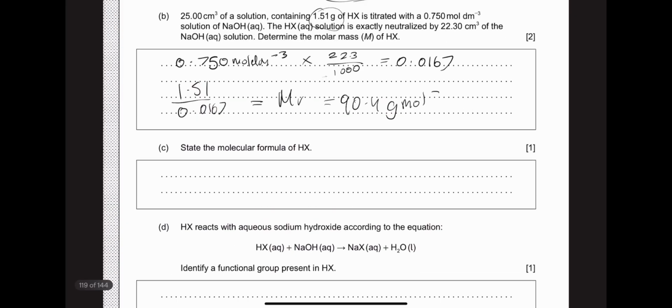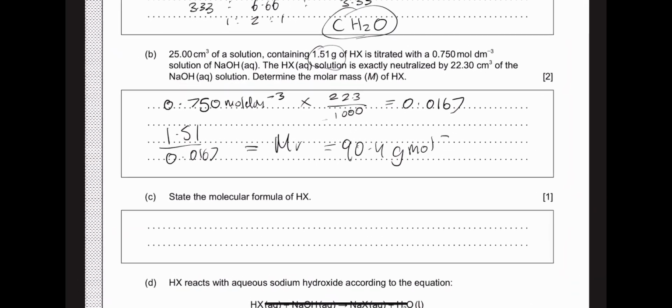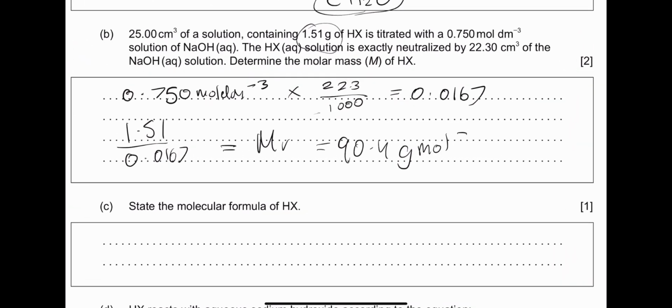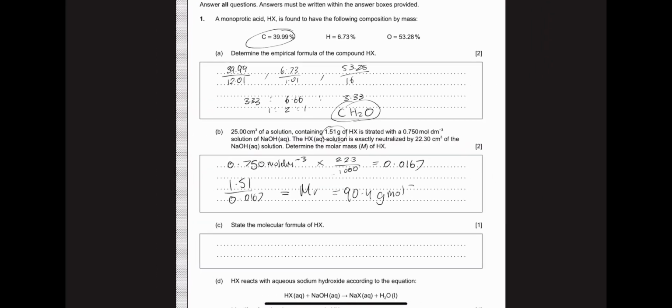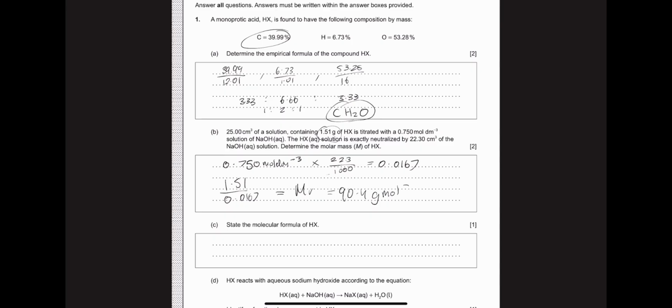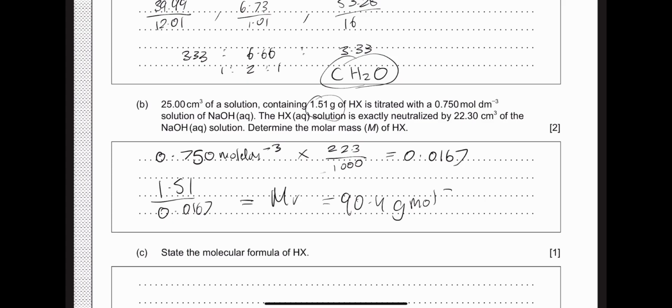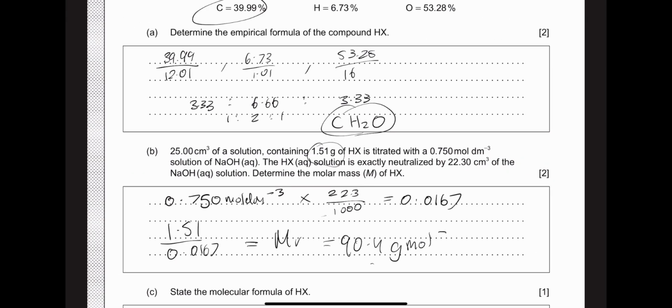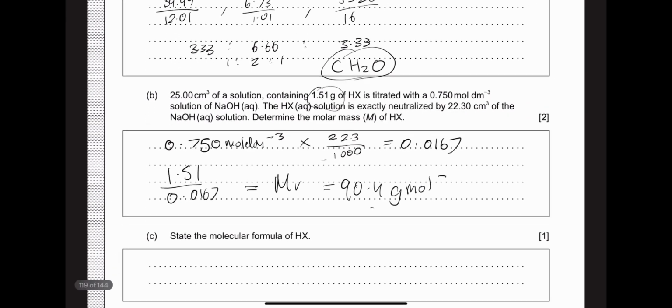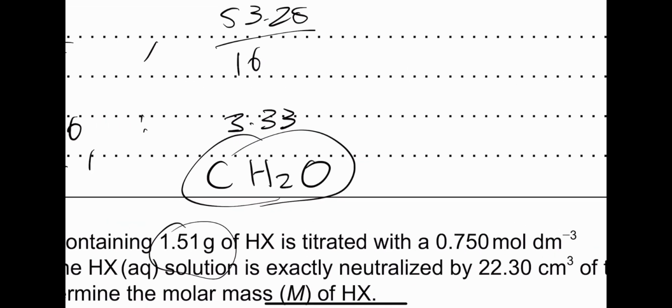State the molecular formula of HX. So the molecular formula is pretty simple. Basically, you have to look at our molar mass, 90.4, and then look at our empirical formula, right? Because remember, empirical formula is the smallest whole number ratio. Molecular formula actually includes all the atoms. So this molar mass is the result of us counting all the individual mass numbers from our molecular formula. So essentially, it will be some whole number multiple of the molar mass of our empirical formula.